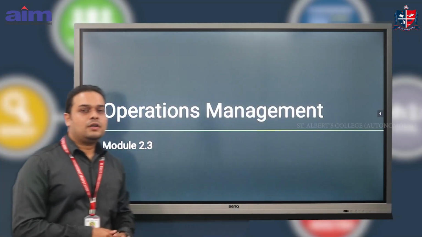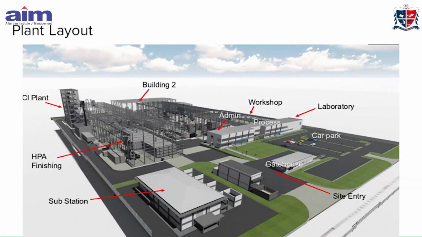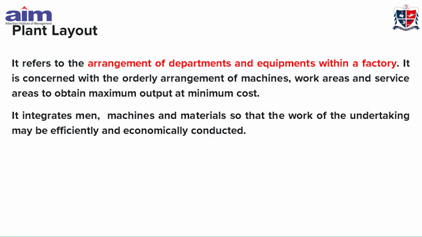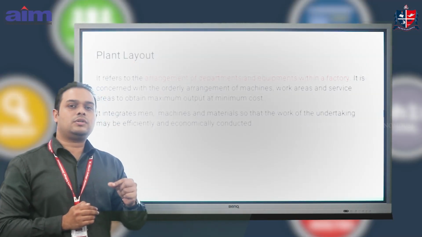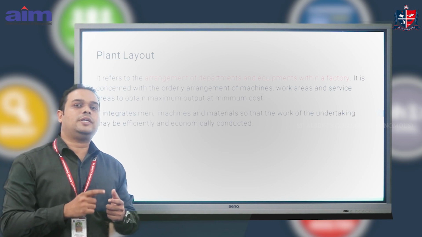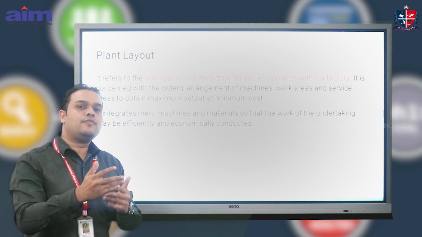Good morning all. Today we'll be discussing a new topic in operations management known as plant layout. Now plant layout basically means how the machines and everything is arranged in the plant or any factory as such. Because if you look at different factories and different layouts, you will find that each layout is suited to a specific type of production or a specific type of work. So according to that, we have different types of layouts.